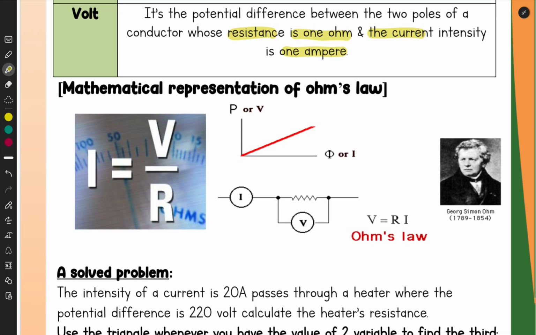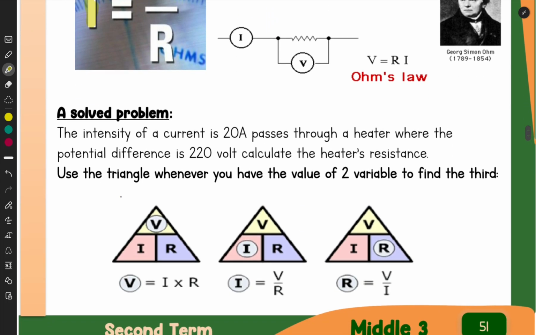Mathematical representation of Ohm's law: R equals V over I. Exactly. What about I equals V over R? It is the same law. With mathematics, you can rearrange them.